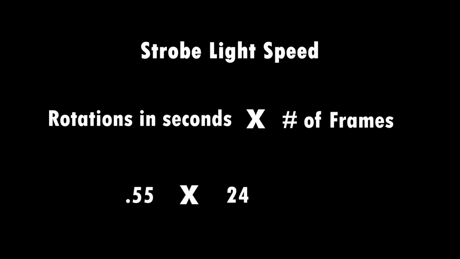We're going to take our revolutions per second of the record player we used. Then we're going to multiply that by the amount of frames that the animation has. If my record player spins 33 times a minute, it will turn 0.55 times a second. And I have 24 frames. If you multiply those two numbers together, you get a strobe light speed of 13.2. So let's set that all up, and let's watch the animation.